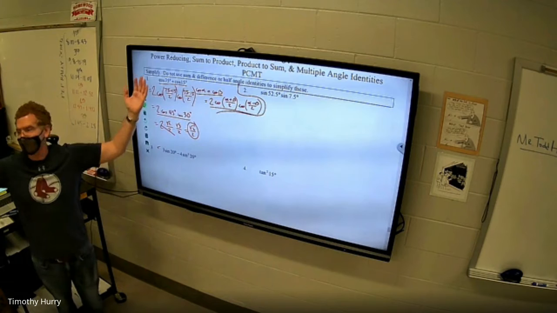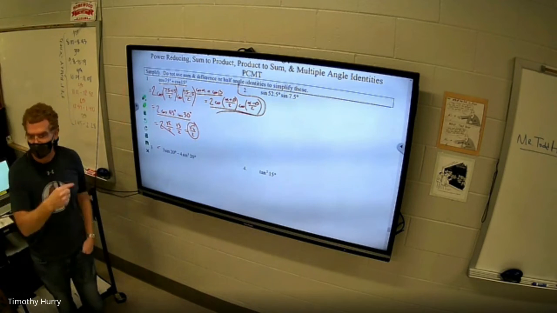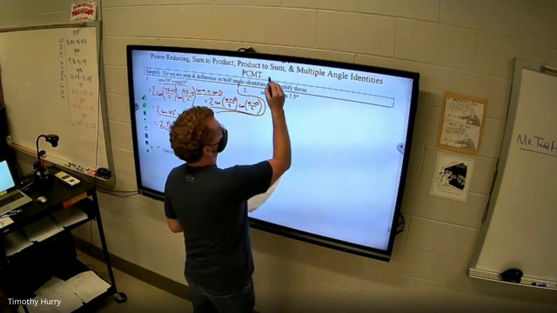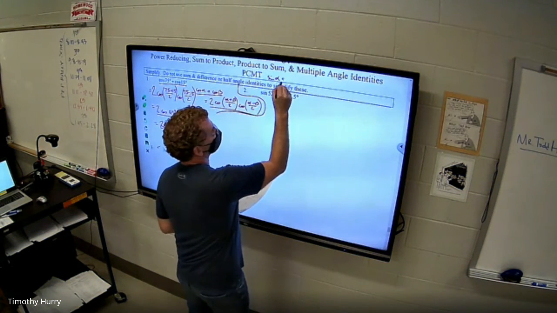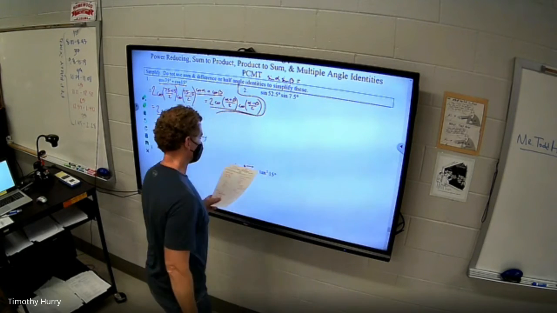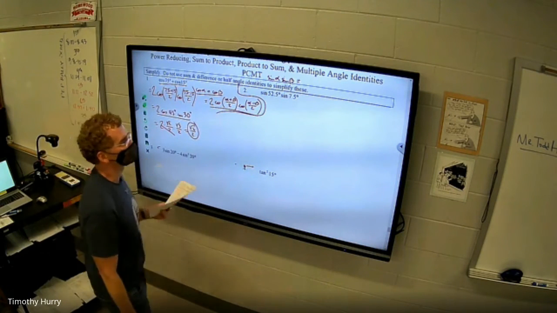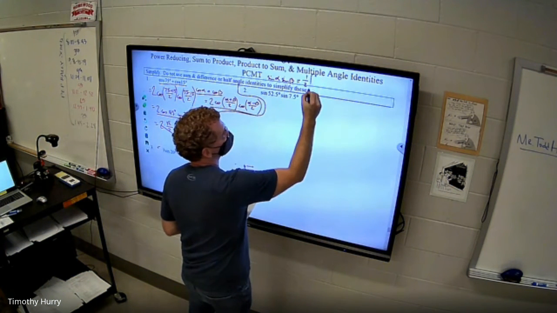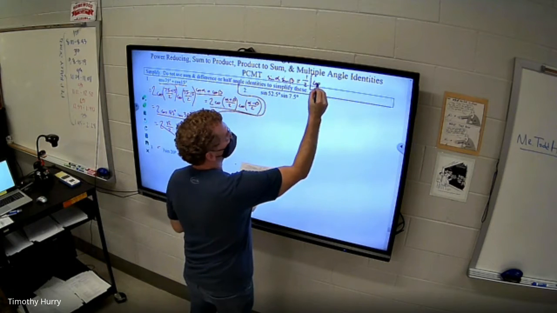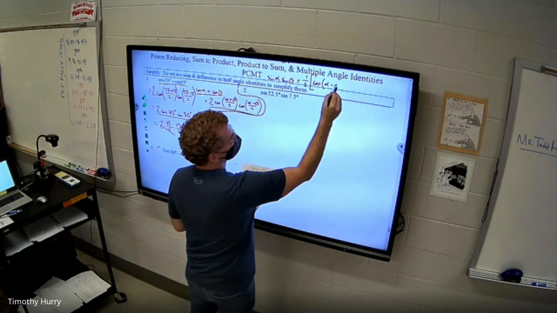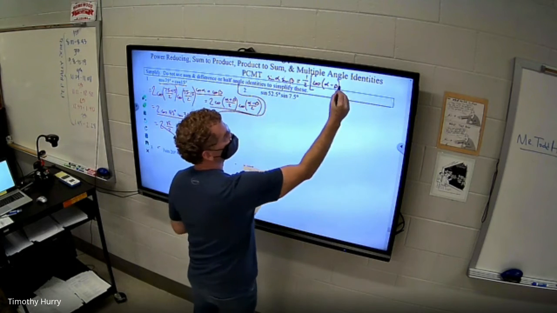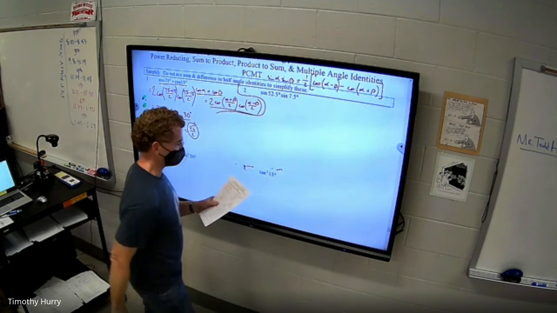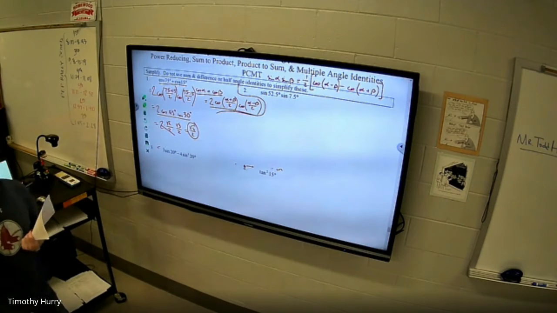But wait, what do I have? A product to sum identity. Now, what is the product to sum identity for sine of alpha, sine of beta? Do you see it? Sine alpha, sine beta? 1/2 the what? Cosine of the difference minus cosine of the sum. That's my identity.